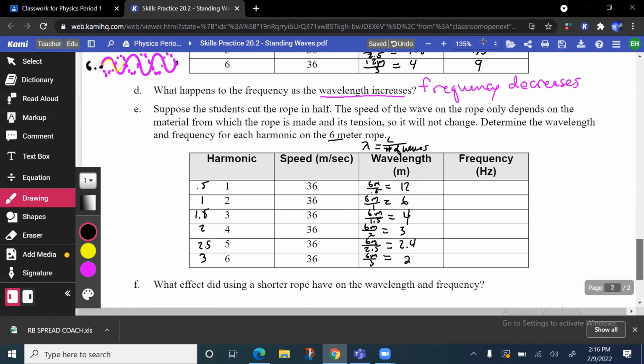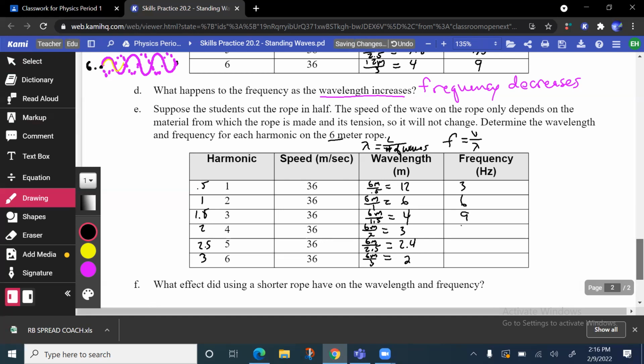Again, you can see as the frequency is going up, the harmonics are going up, the wavelengths are getting shorter. You can find the frequency by going speed divided by wavelength. So 36 divided by 12 is 3 hertz. 36 divided by 6 would be 6 hertz. 36 divided by 4 would be 9 hertz.